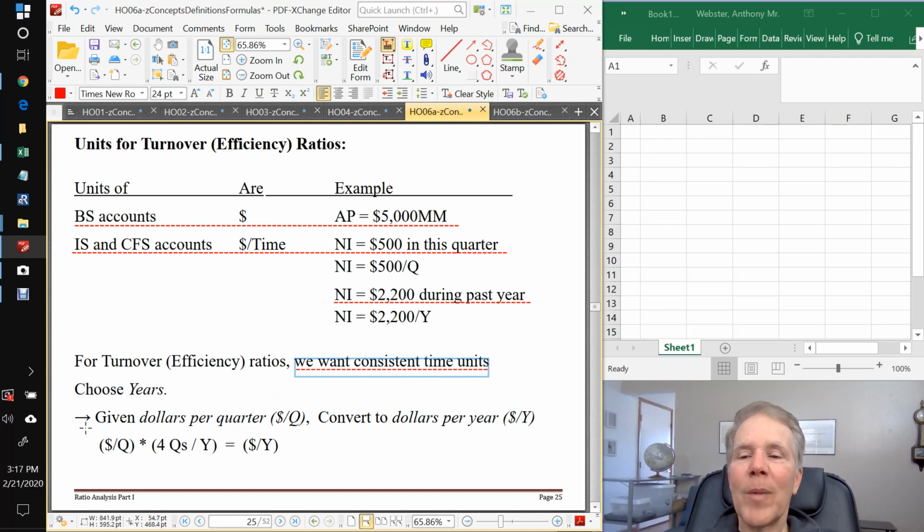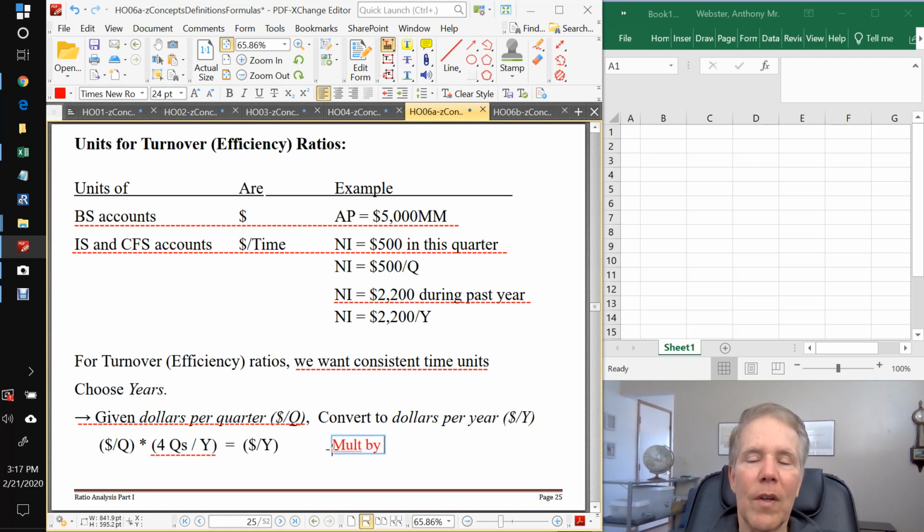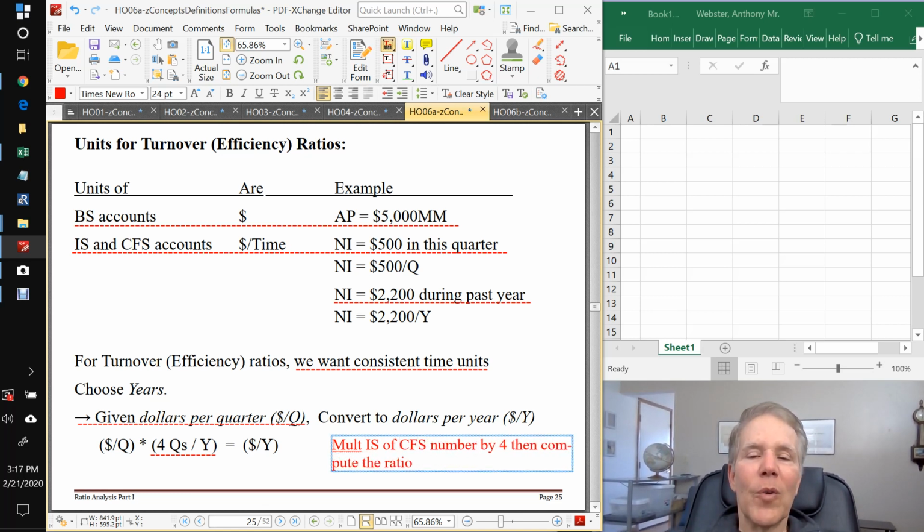So what does that mean? Whenever we're doing one of these ratios and it's on a quarterly basis, just multiply by 4, okay? So multiply by 4. All right, multiply what? The IS or CFS number by 4 and then compute the ratio, okay?